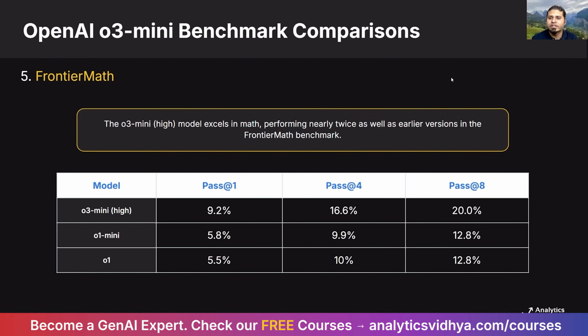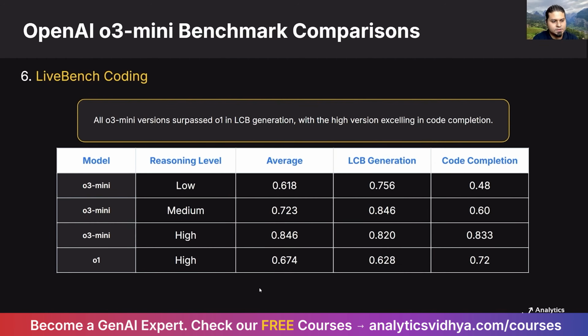And then we have the Frontier Math benchmark, where the o3-mini with the high reasoning level excels in math, performing nearly twice as well as earlier versions in the Frontier Math benchmark. So it's doing way better in math problems as compared to the o1 series of models.